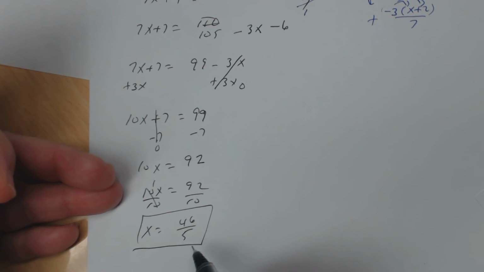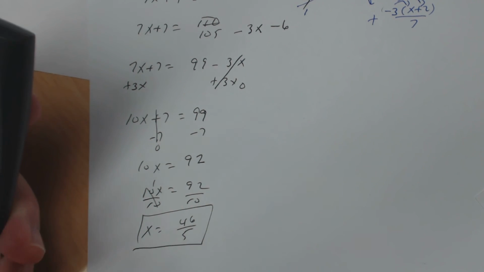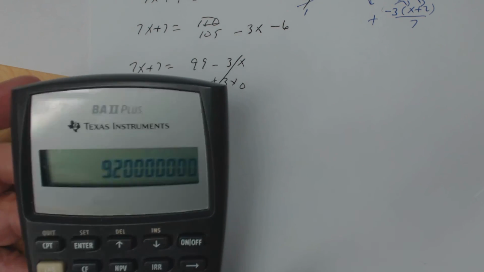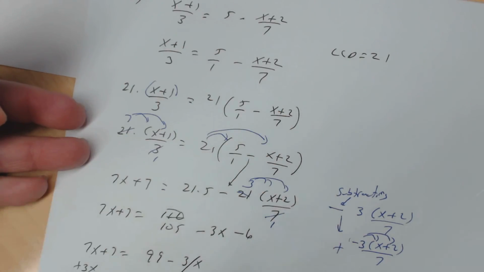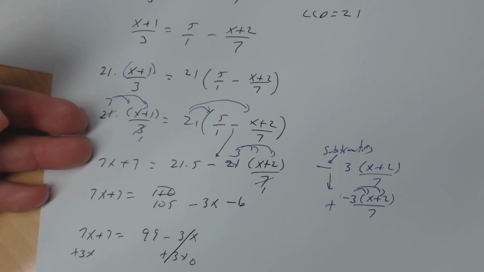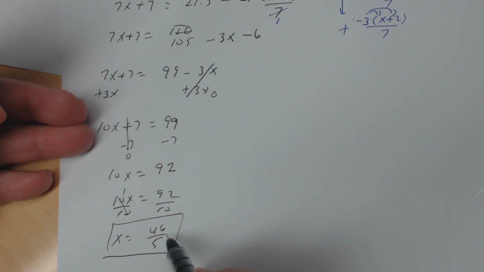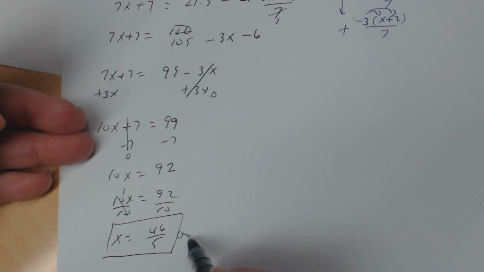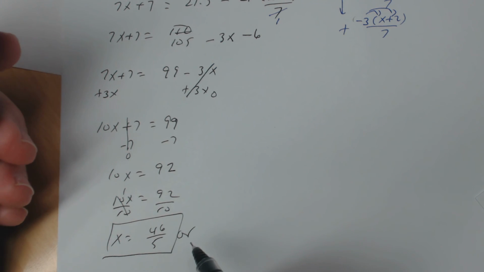All right, now if you're going to check this, first of all, see what kind of decimal this is. 46 divided by 5 is 9.2. So when you check this, go back to the original, you substitute 9.2 into x, and then check each side. All right. But leave your answer as 46 divided by 5, or if you want to write it as a mixed number. My math lab will probably ask you to leave it as a fraction.